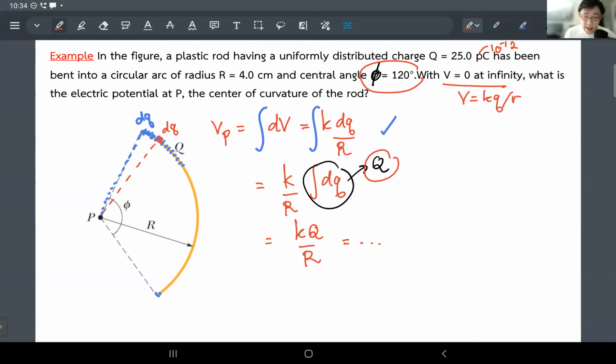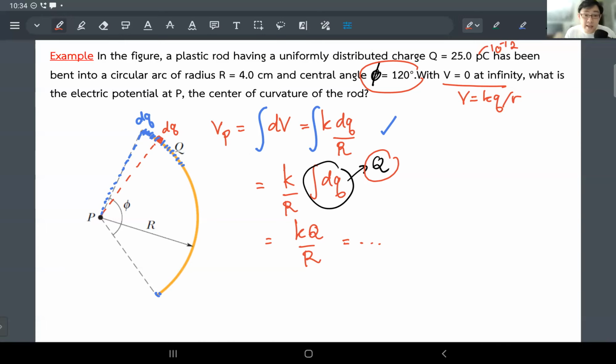Think of it another way: if I bend this plastic rod and squeeze this arc down to maybe 60 degrees, I still get the same potential anyway. You guys with me? It's still kQ over R. So the angle phi has no effect on the net potential at point P.